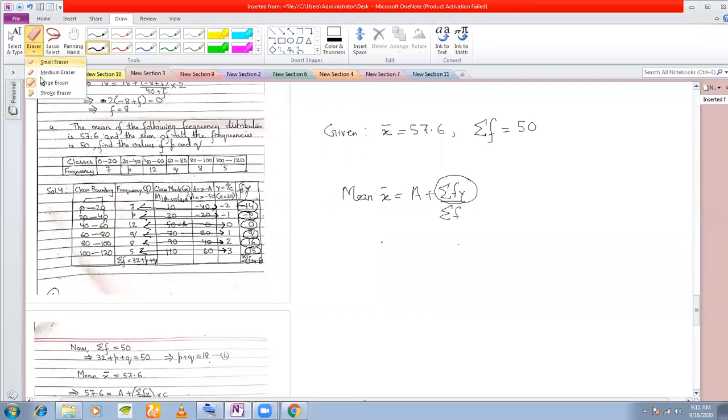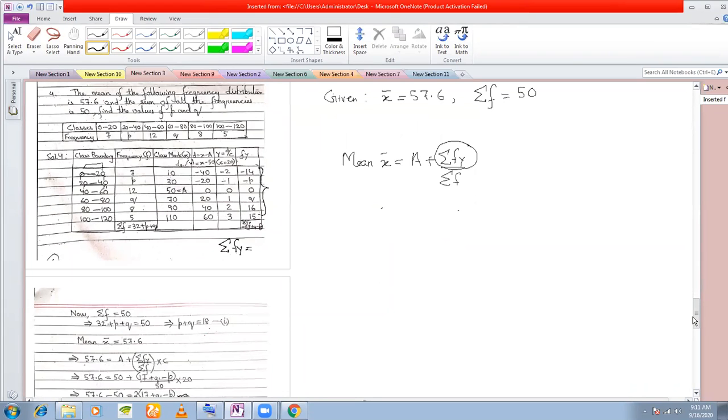Now since I have sigma fy, I will calculate the total of this column. Sigma fy comes out to be 17 plus q minus p. And sigma f is the total of the frequency column, because the formula also contains sigma f. If you total this column, you get 32 plus p plus q. So this is what you're getting.